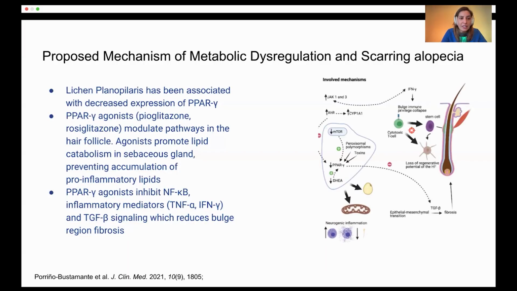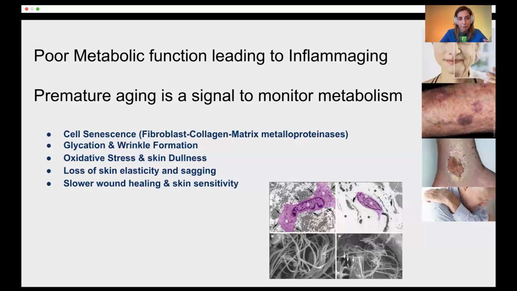And the next slide talks about the proposed mechanism of metabolic dysregulation for scarring alopecia. I'm not going to go too in depth into this because if you're listening to this, you're probably already bored from me saying cytokines a lot. But we know lichen planopilaris has been associated with decreased expression of PPAR gamma. And we know we have medications like pioglitazone that can be helpful. So you can always look up this slide, but there is a whole mTOR pathway involved here as well that we're just starting to understand.